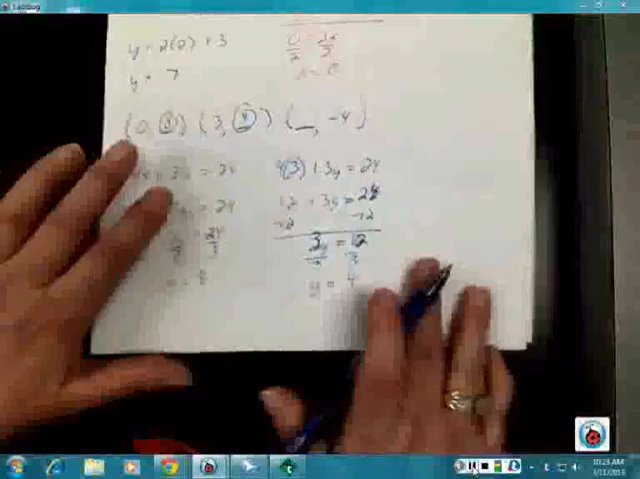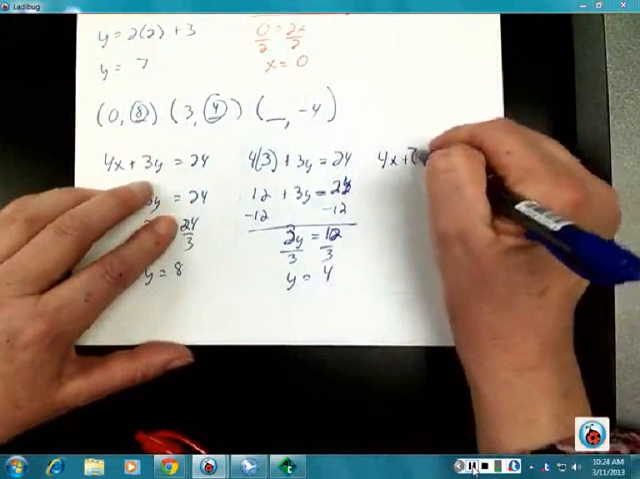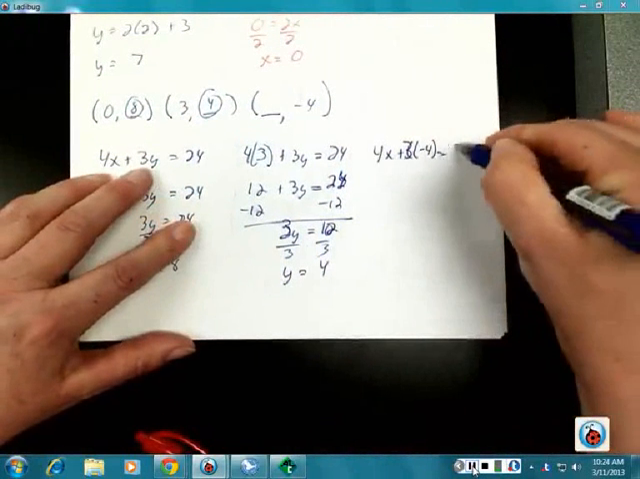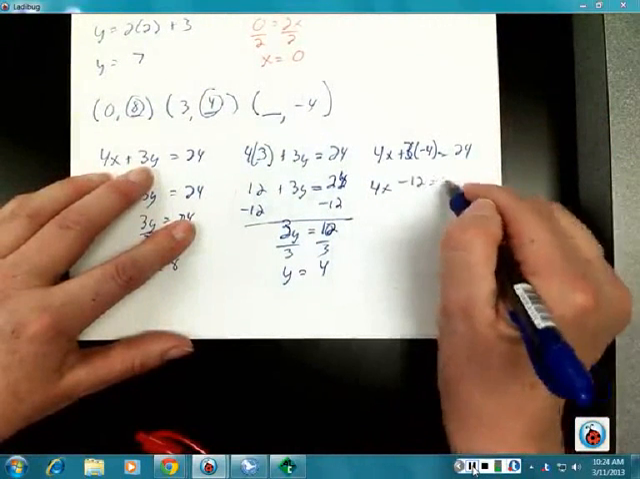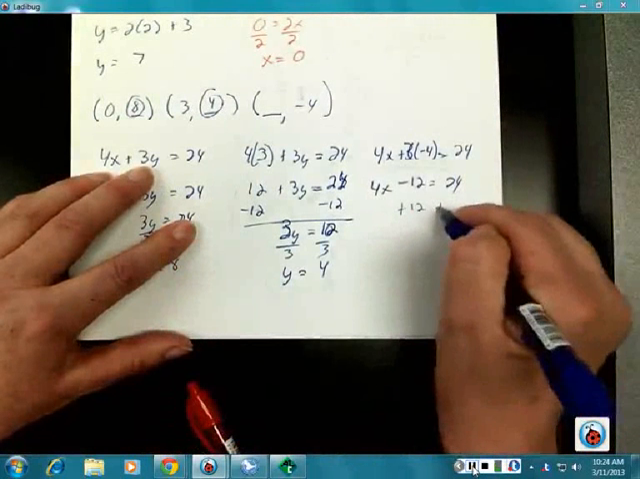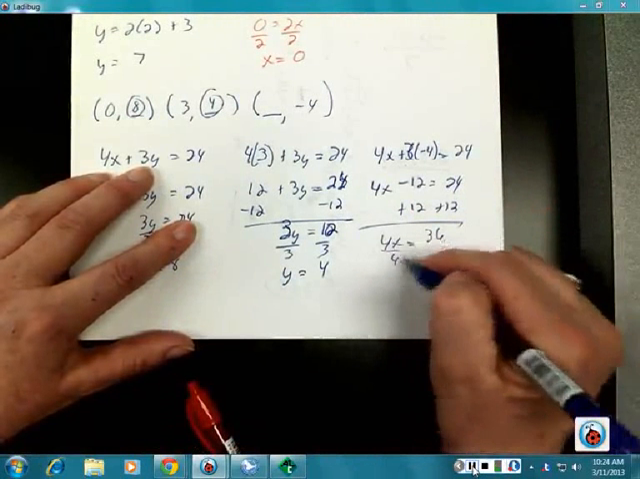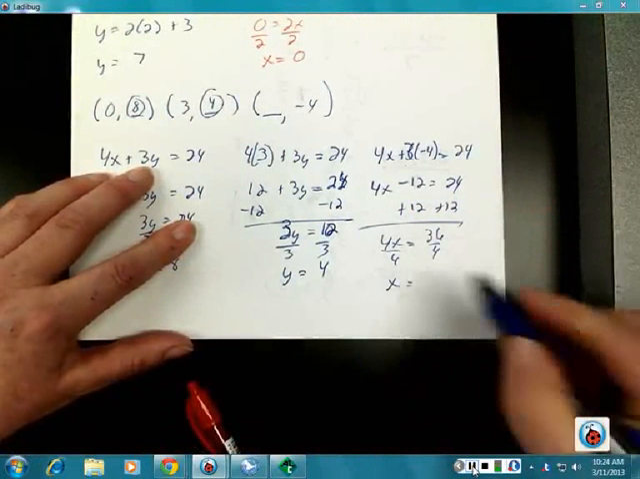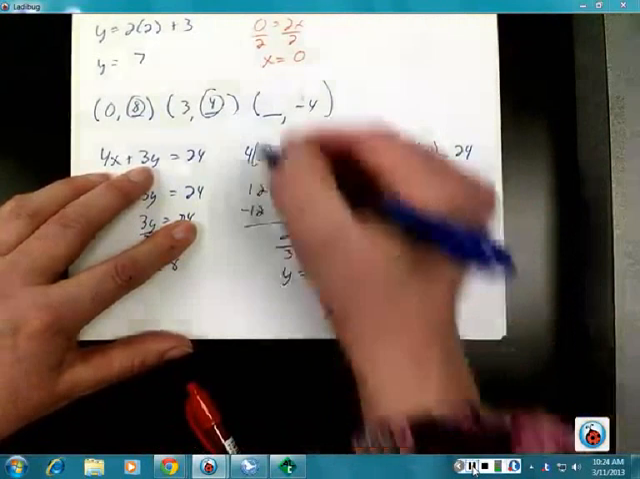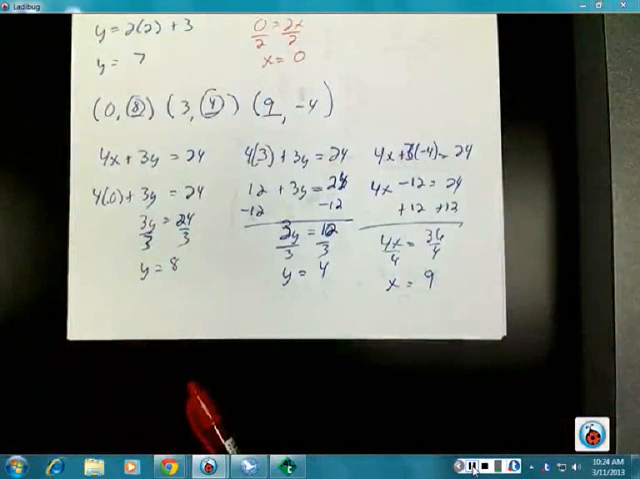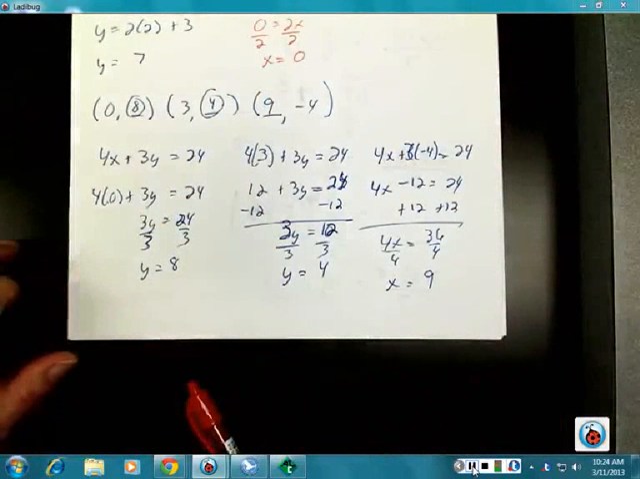And then finally, the last one's a negative 4, and that goes in where y is at. And so 4x, 3 times the negative 4 is negative 12. Add 12. So 24 plus 12 is 36. Divide by 4. So I find x is equal to, what's x equal to? Good old 9. So x is equal to 9. Yep. But be real careful, make sure you plug them in the right spots.